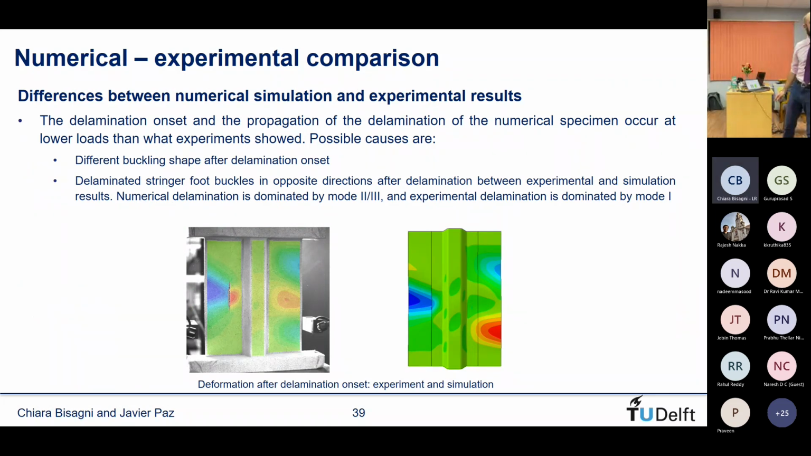So no matter which imperfection we apply, the stringer foot always buckled in the same direction. We tried the first 2 modes. Maybe if we went to a higher buckling mode, it would change. With the first buckling mode that we studied, it didn't affect the buckling shape. Anyway, we are on the safer side of it, so it's no problem.